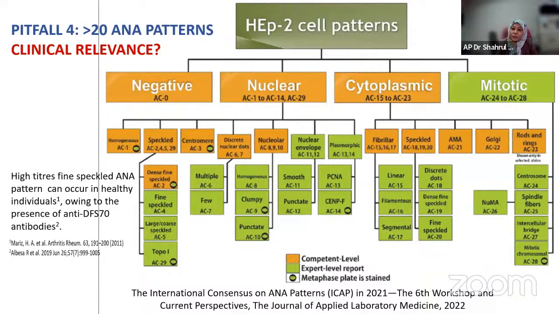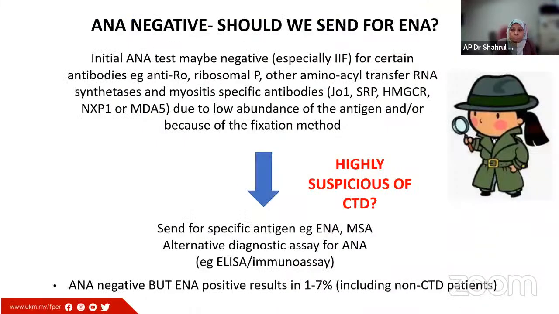And finally, we've learned these four major patterns just now, but in reality, there are more than 20 ANA patterns. It depends on the competency level of the person who reads or does the immunofluorescence study. So sometimes if you receive a referral from a private lab who may send the test overseas, you may come across a weird pattern, and you are not sure what it is. Some of these patterns, the clinical relevance is still not known, so it's very difficult to interpret. At the end of the day, it's up to the clinical manifestation of the patient.